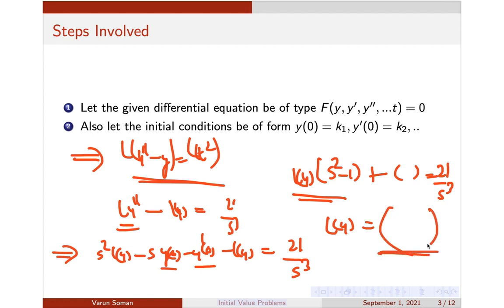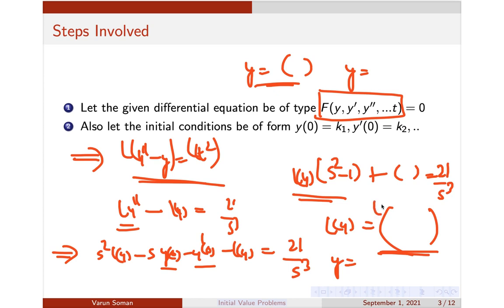So what is the solution to the differential equation? The solution is actually an equation of the form y is equal to some function of t. When you are asked to find a solution, you have to find the value of y which satisfies the equation. So once I get L of y, if I take the inverse transform of the RHS, I will get the value of y. That is the basic idea.